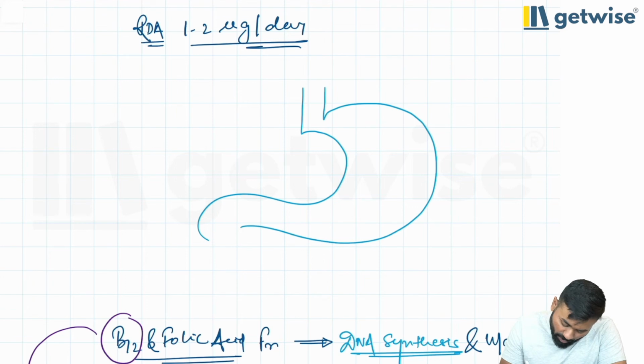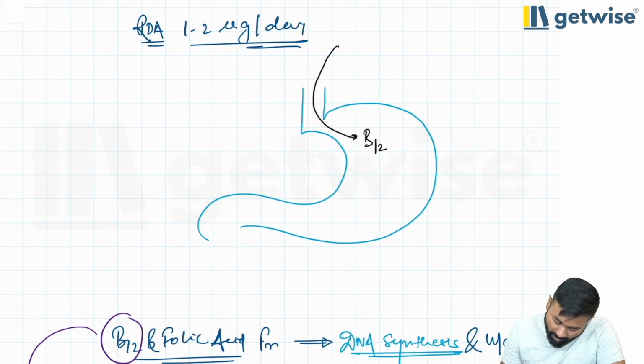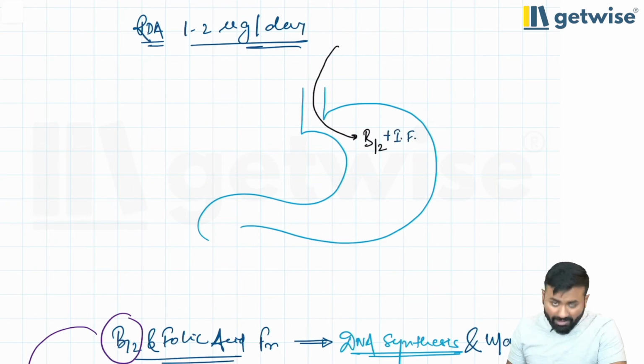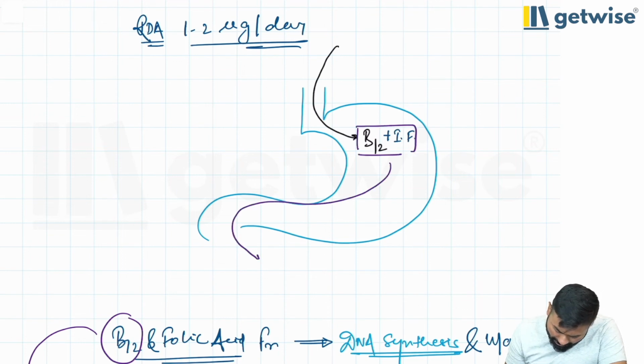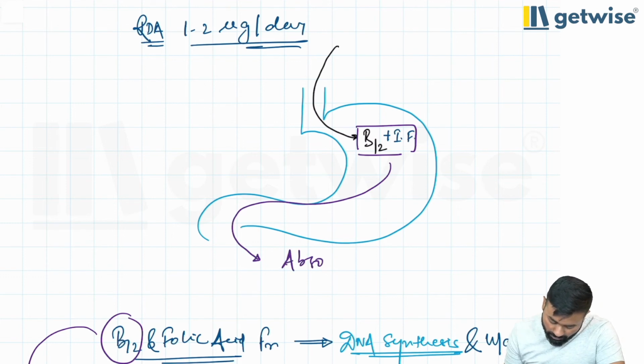When vitamin B12 is ingested, it goes into the stomach, where we have one more factor called intrinsic factor, which is produced by the gastric mucosa. Vitamin B12 binds with the intrinsic factor, and now this complex gets absorbed. The site of absorption is the terminal ileum.